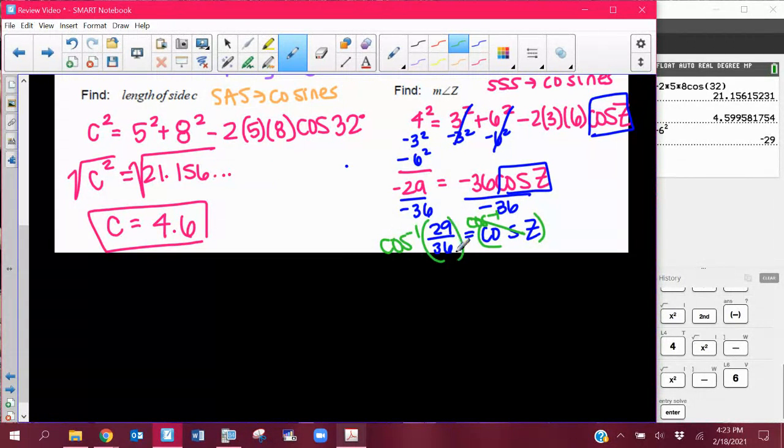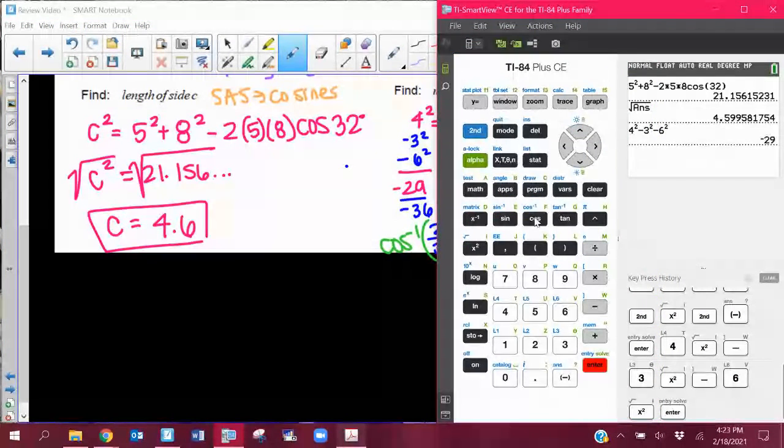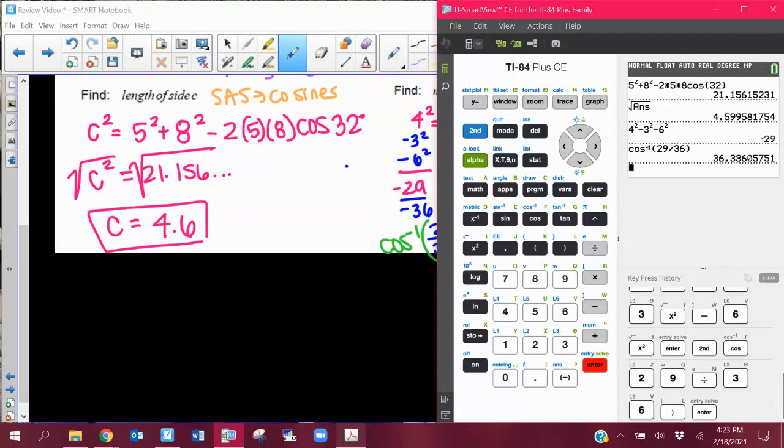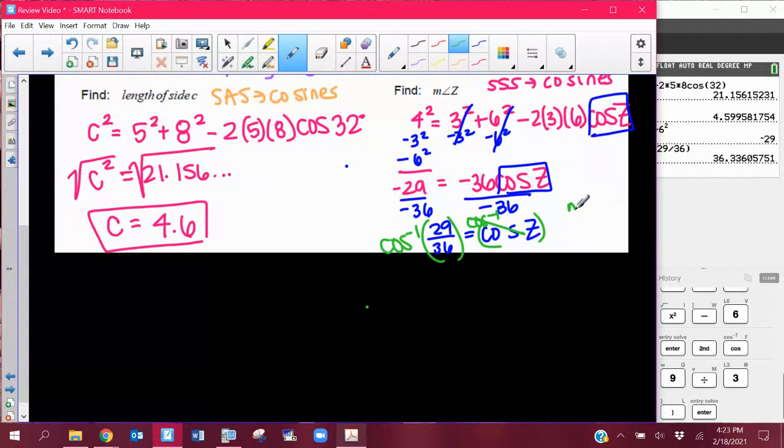And in order to get that on my calculator, I'm going to press second. So I'm going to do second cosine 29, maybe 29 over 36. And again, if I'm in degrees, it should give me an angle measure. So if I round this to, let's say, 1 decimal place, I would have that the measure of angle Z is equal to 36.3 degrees.